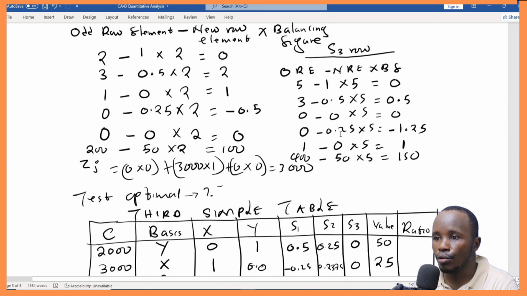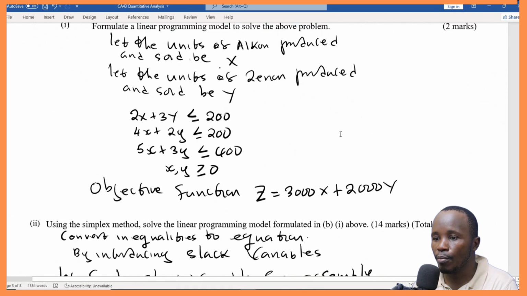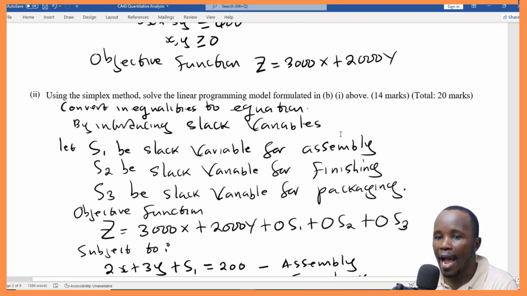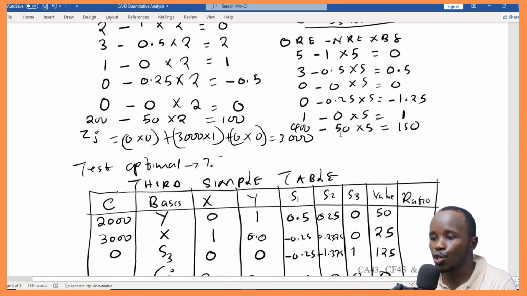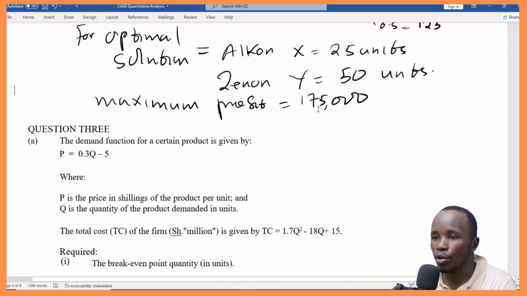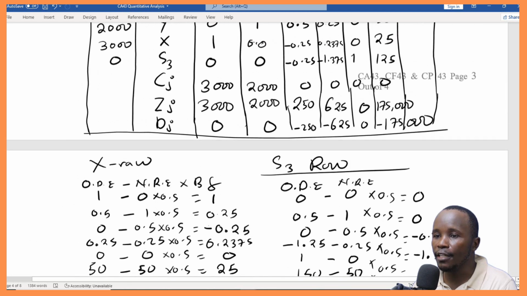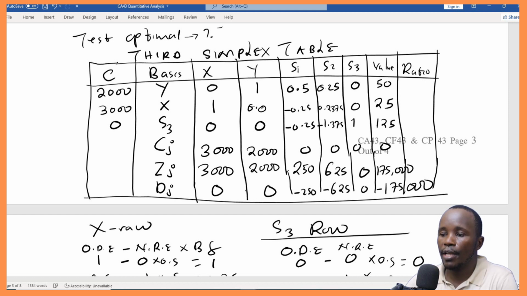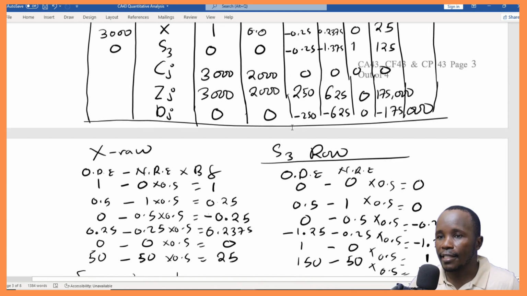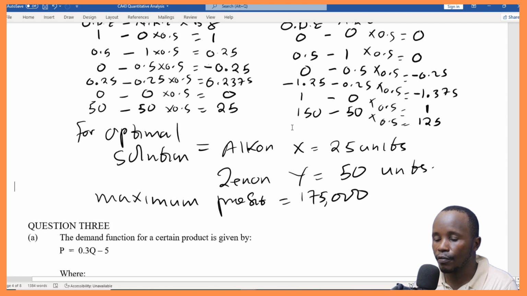This question wanted you, if you look at the question, to formulate the linear programming model and get the solution solved. So ours in this question were to find the solution. And we have already found the solution where x is 25 units and y is 50 units and the maximum profit 175. They were obtained from our third simplex table. This is called third simplex table. Otherwise, that's how we use simplex method to solve linear programming problems. Goodbye for now.